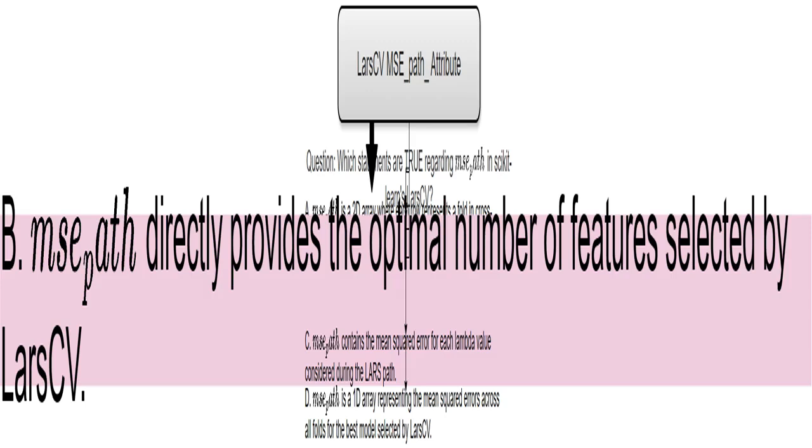This statement is false. The MSE_path_ helps determine the optimal number of features. However, it doesn't directly give you that number. The optimal number is determined separately by finding the minimum MSE value.